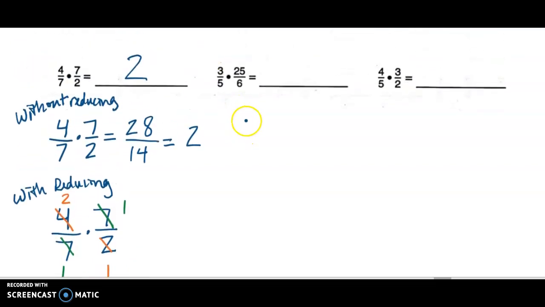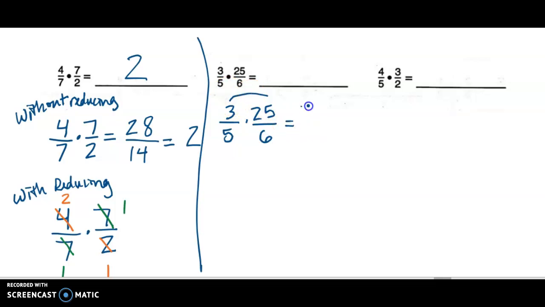All right, let's take a look at the next one. Okay, so 3/5 times 25/6. Top times top gives me 75. Bottom times bottom gives me 30, right? So how many times does 30 go into 75? 30, 60, so that's twice. Then 75 minus 60 gives me 15/30, but I still need to reduce the 15/30, and 15 is half of 30, so my final answer is 2 1/2. So let's look at the reducing method.